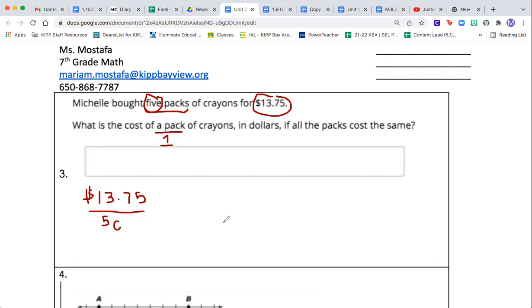We want to know how much one costs, and we have how much 5 costs. So we need to divide to figure out how much one would cost. So I'm going to divide, and obviously with division, we use long division if it doesn't go perfectly into each other. I can't make an equal amount of groups of 5 to get 13.75. So we're going to divide with long division, and the numerator goes inside and the denominator goes outside.